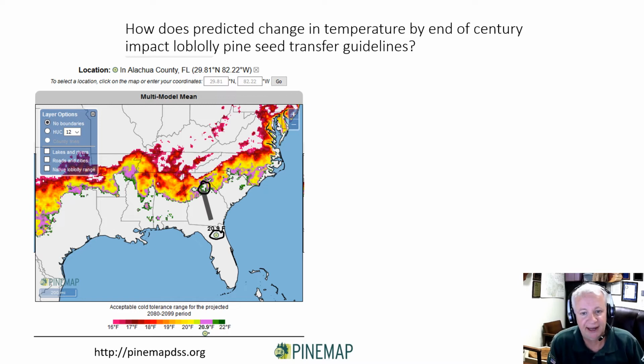This is Loblolly Pine. We probably know more about the genetics and the climate tolerances for Loblolly Pine than we do for almost any other tree species in the world. But what about seed transfer guidelines for the hickories, or for the oaks, or for redbud? We know almost nothing about those, but they also likely will need to be moved around in the landscape. And so we're really going to need to be adaptive and smart about how we think about assisted migration.